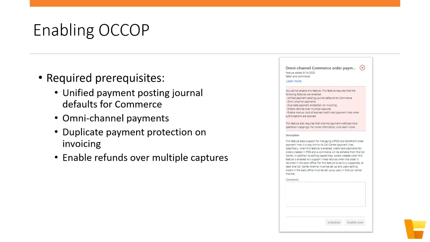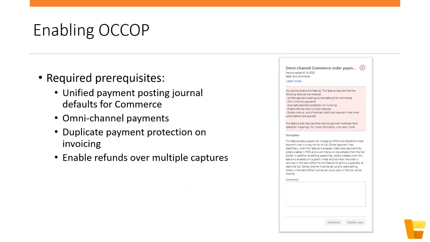So this feature has several prerequisite features. These features should probably be enabled anyway. They're sort of best practices, but they allow us to make sure that omnichannel commerce order payments can function properly. So I need to apologize. I added a border to my screenshots here and realized just before the call that it cut off some of the text. So sorry if that's distracting.